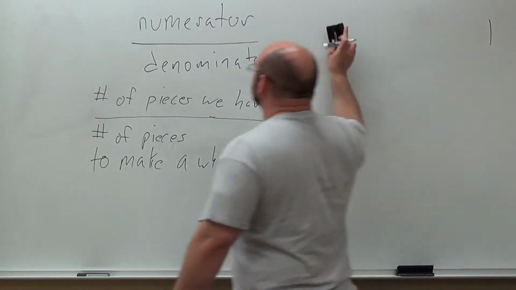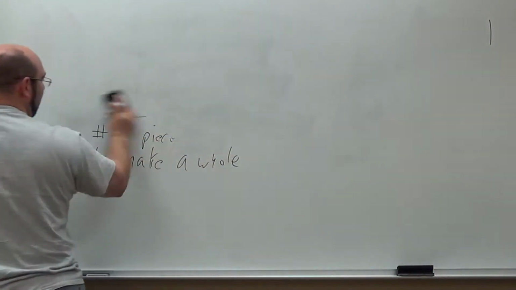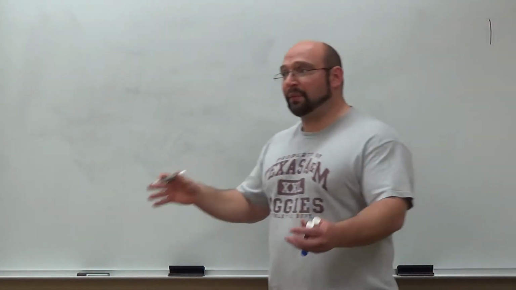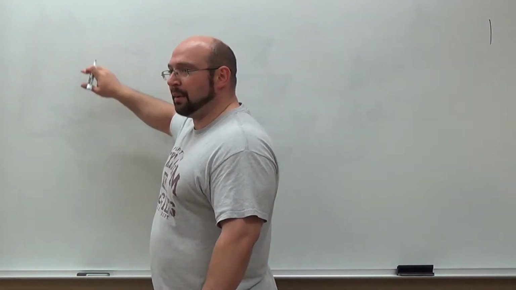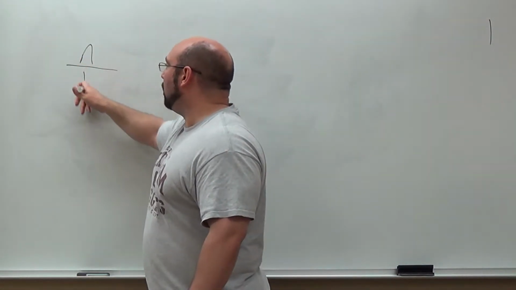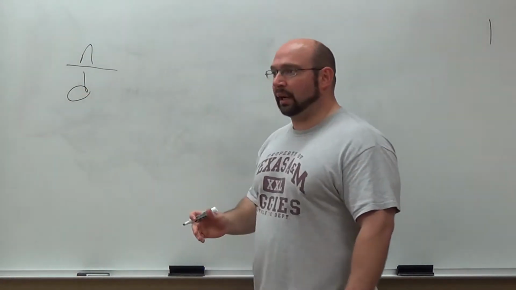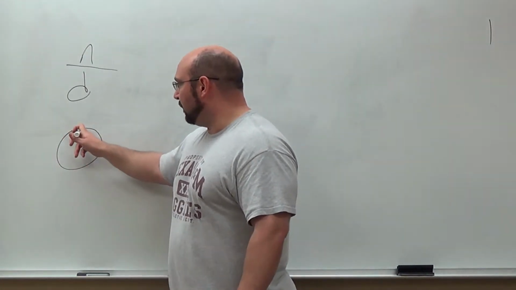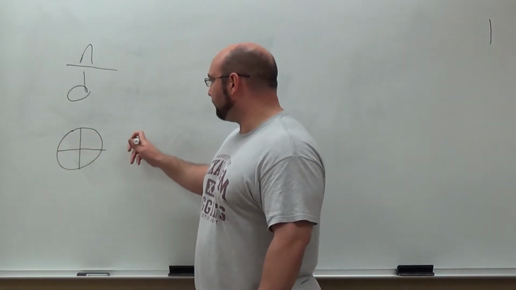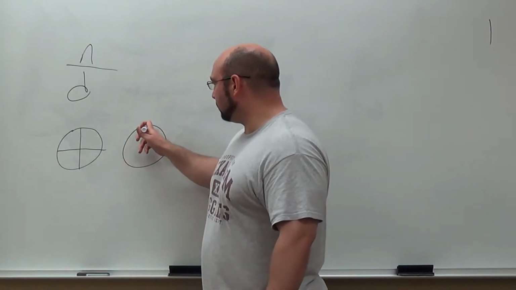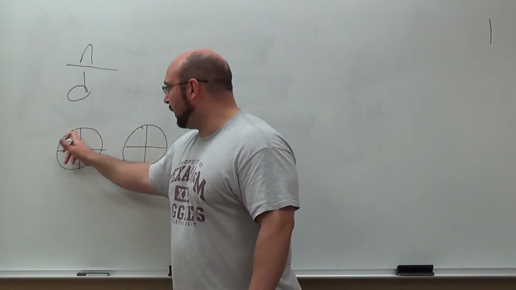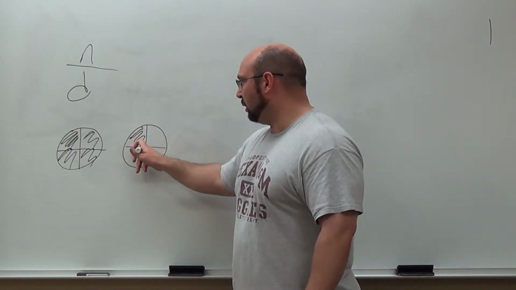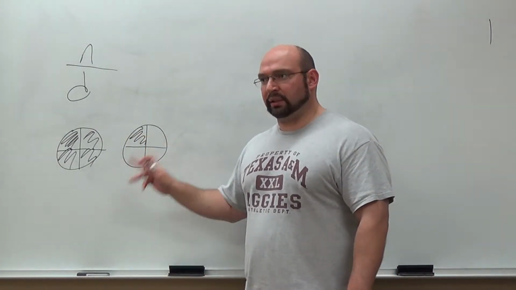From this, we're going to talk about the different ways to write it. So we have our fractions where our numerator's up top and we have our denominator. Now sometimes we're going to have extra pieces. For instance, if we make 2 pies, and I tell you that you have a full pie and an extra piece, right?